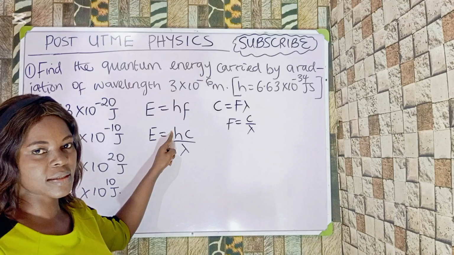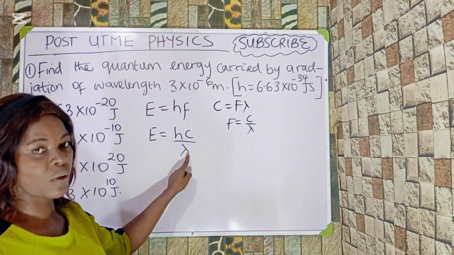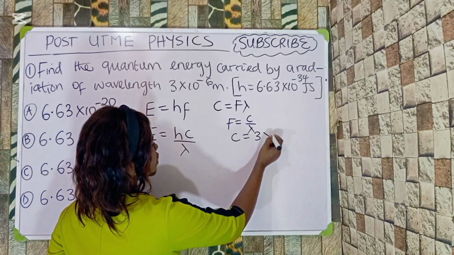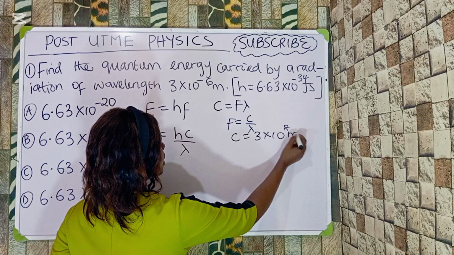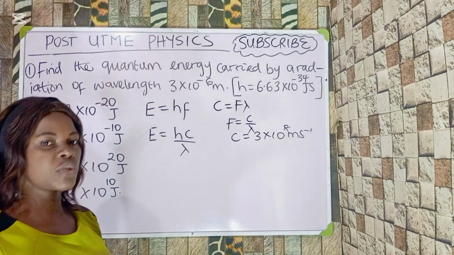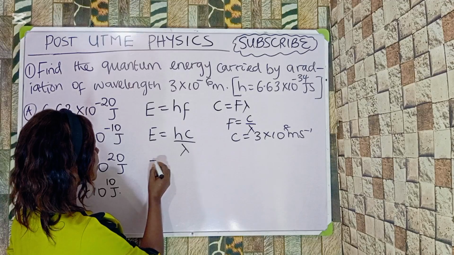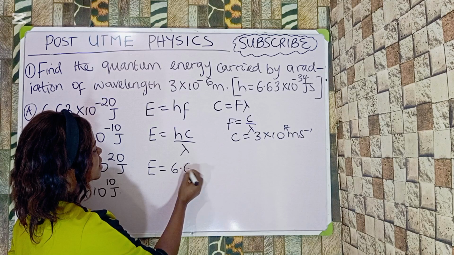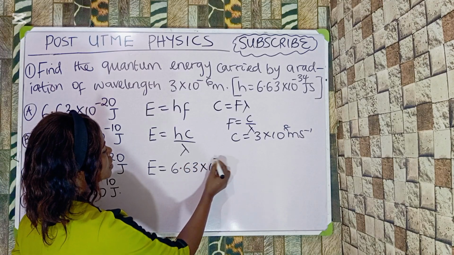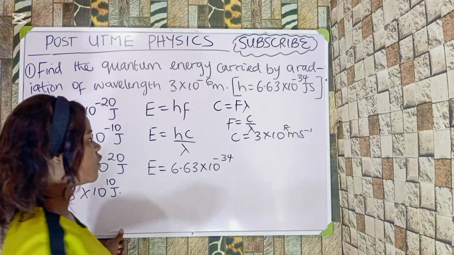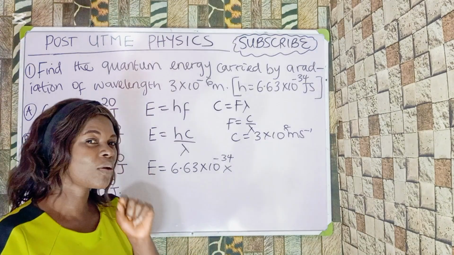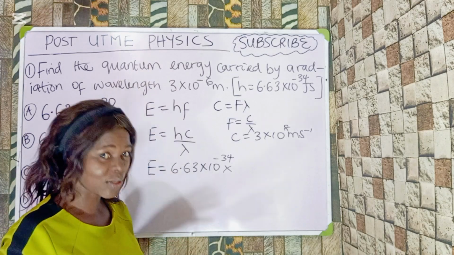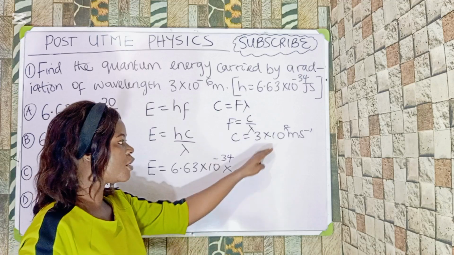We have these two parameters, the Planck constant and the wavelength. The speed of light is always constant, and the value for the speed of light, c, is given as 3 times 10 to the power of 8 meters per second. So we put it there to get our answer. Alright, let's go. We have that E is equal to my Planck constant, 6.63 times 10 to the power of minus 34, multiplied by the speed of light. The question did not give us the speed of light, but we all know it is very constant. So just know the value of the speed of light.